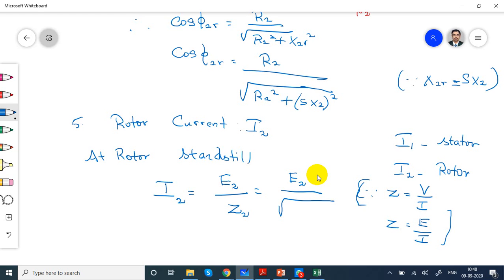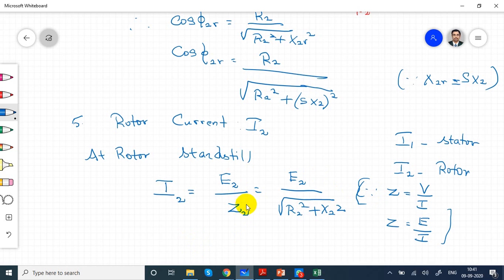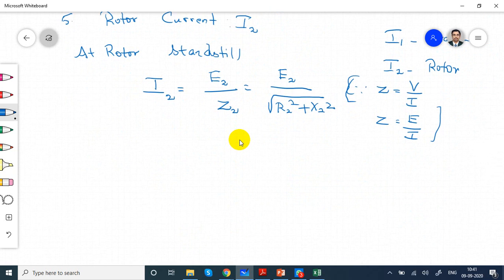Register number 10: root of R2 square plus X2 square. What's the register number? 10. Okay. Z2, what is the value? Square root of R2 square plus X2 square. Okay, good. Thank you.